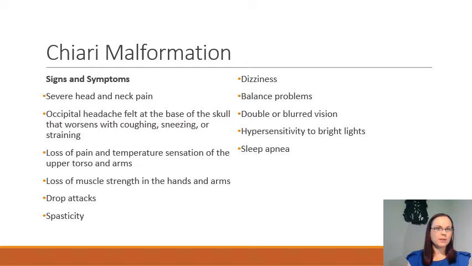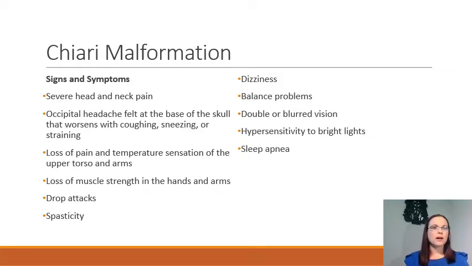So some of the symptoms that we see with Chiari malformation are severe head and neck pain, an occipital headache, typically felt at the base of the skull. It's going to feel worse when they cough or sneeze or they're straining in any way. Again, a lot of neurological symptoms might be present. They might have a loss of pain and temperature sensation in their upper torso and arms, loss of muscle strength in the hands and arms. Drop attacks are more common with Chiari malformation, and also more severe upper cervical instability, spasticity, dizziness, balance issues, double or blurred vision, hypersensitivity to bright lights, sleep apnea, sometimes seizure-like activity as well.